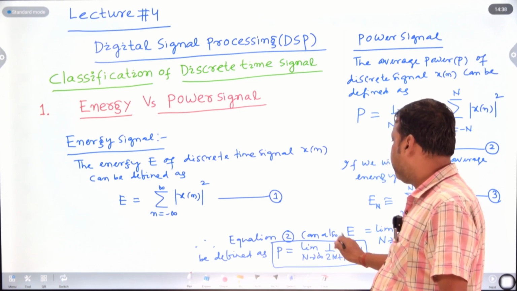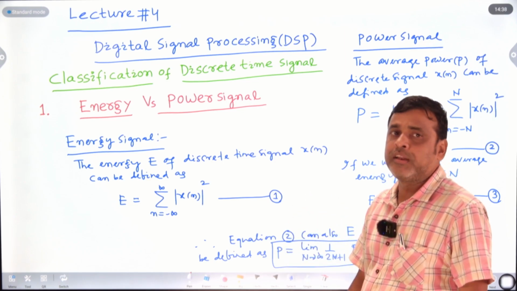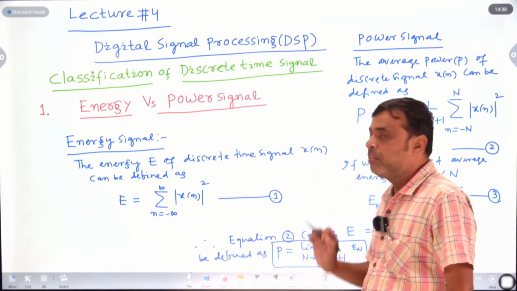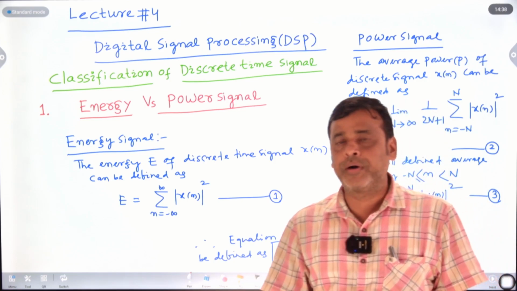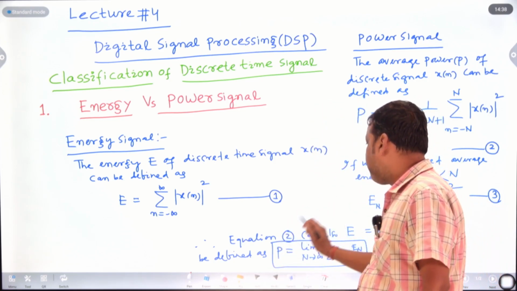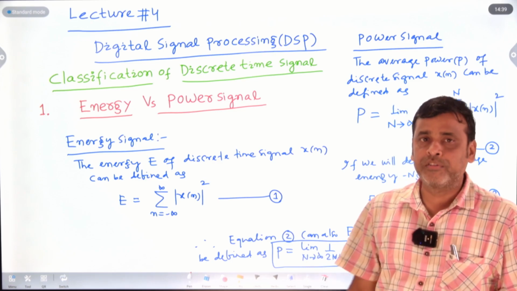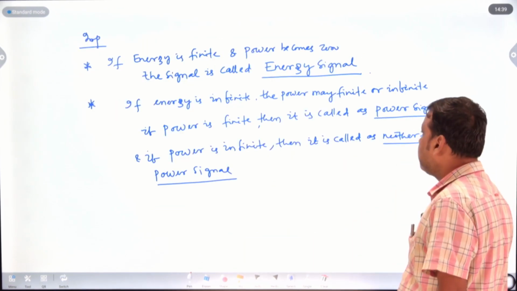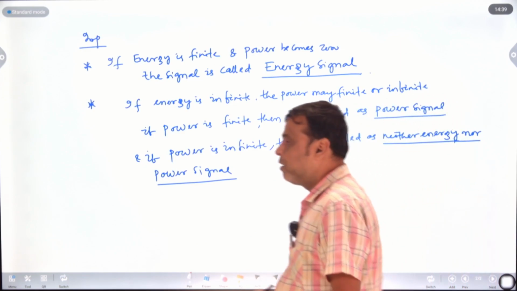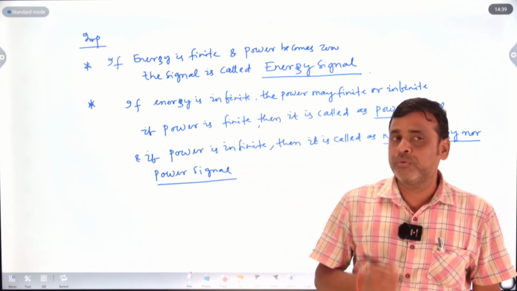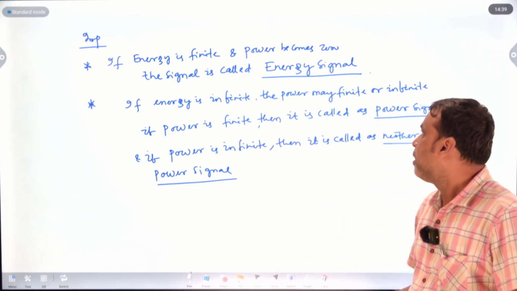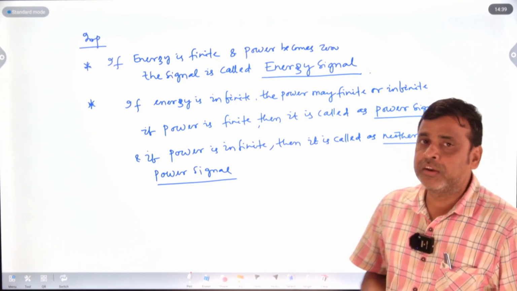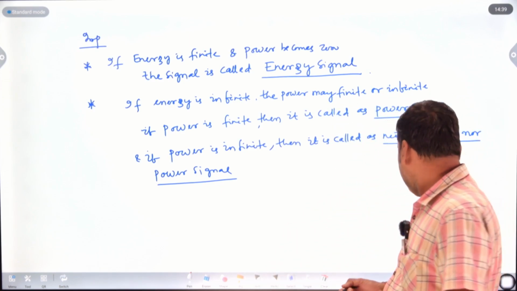If energy is finite, the power becomes 0, then the signal is called the energy signal. If energy is infinite, the power is infinite, the signal is called neither energy nor power. If the energy is infinite and the power is finite, the signal is called the power signal. So we have derived three conclusions. So here we have to determine whether the discrete signal x of n is either an energy signal or power signal or neither energy nor power signal.